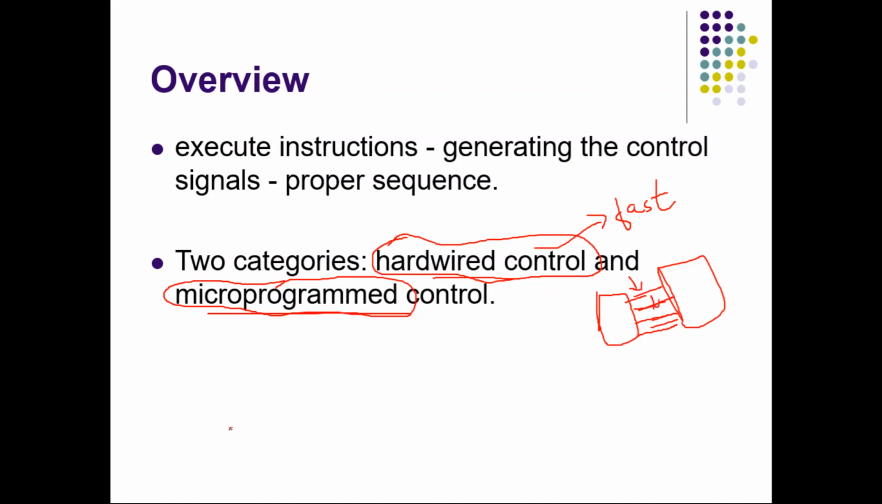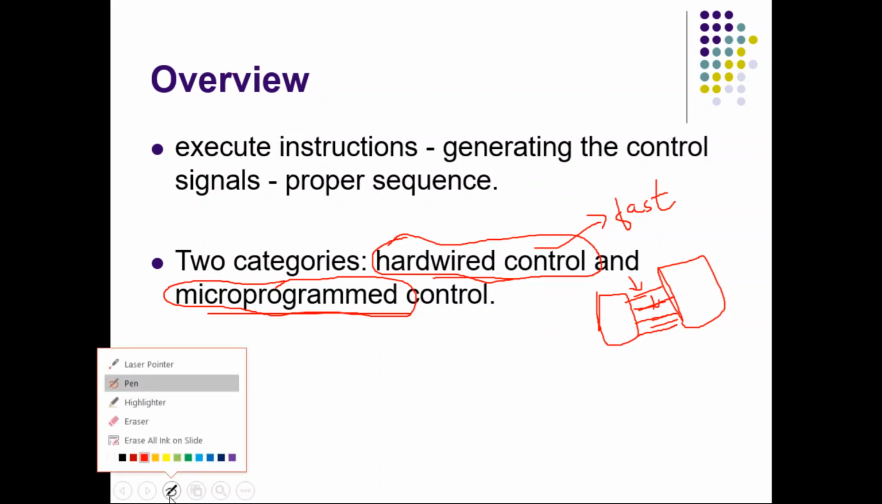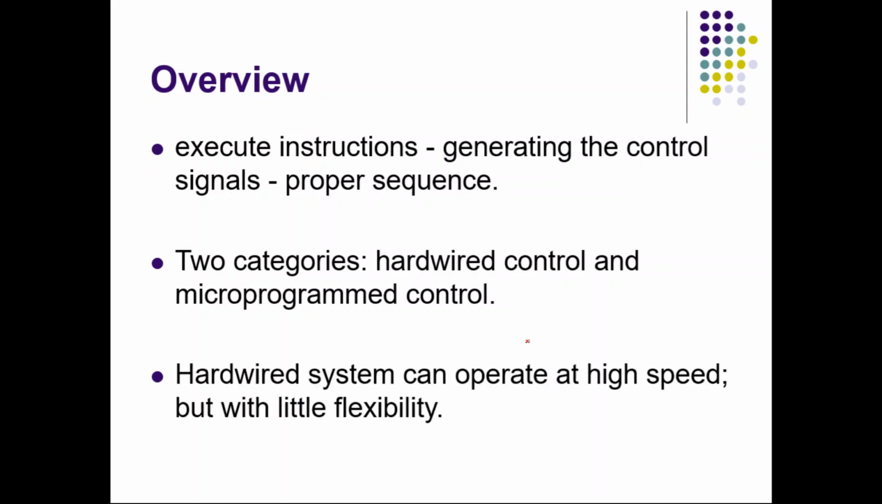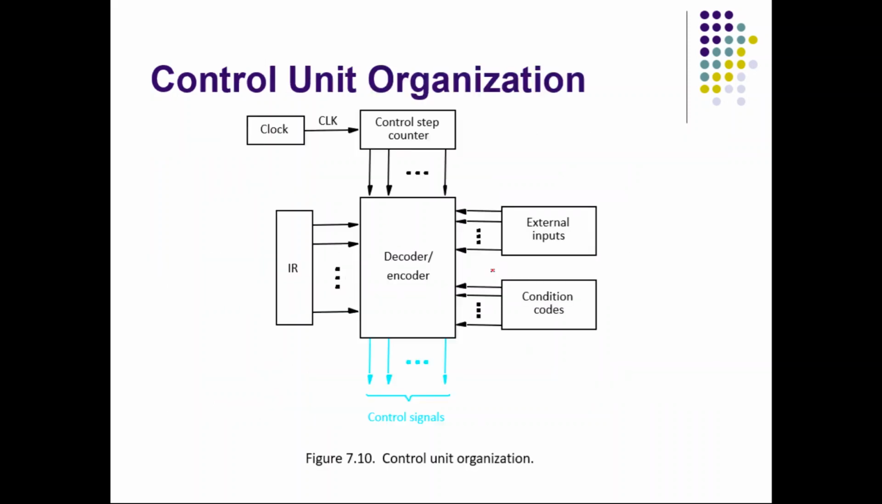So the flexibility is limited in the case of hardwired control, but with respect to speed it will be very fast. Whereas microprogrammed control is the other way around. Its speed may not be that high, but it is more flexible because, according to the requirement, the programmer can change and write the programs, right? Fine. So today's focus will be on the hardwired control unit. So how this hardwired control unit is organized, that's what we are going to discuss.